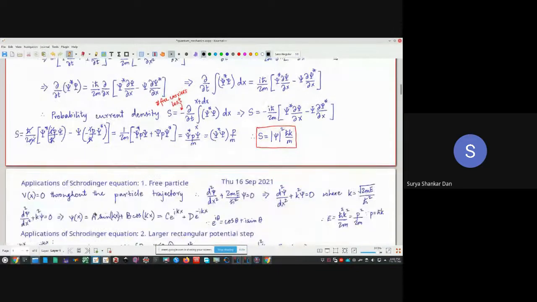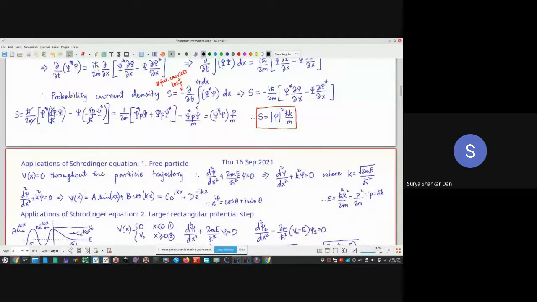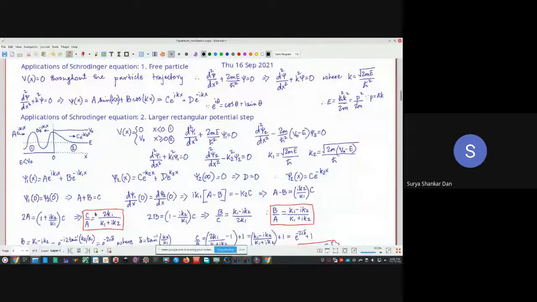So with that in mind, now we will start applying whatever we have learned until now for practical situations. The first practical situation that we will understand in today's lecture is the free particle.